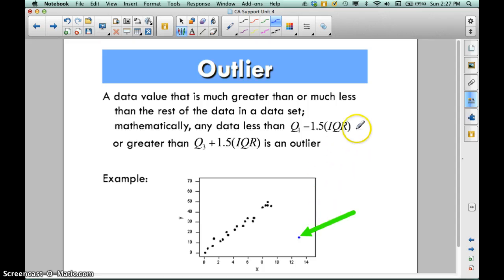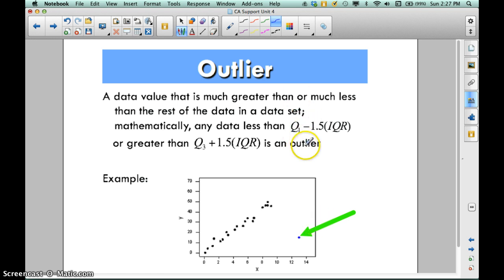And so there's a rule mathematically that we use to justify whether it's definitely an outlier and doesn't just appear to be an outlier. You can see a picture here. All the data is plotted here, but then there's this one piece of data that looks like it's all the way out here, not with the rest of the data. This is clearly an outlier.